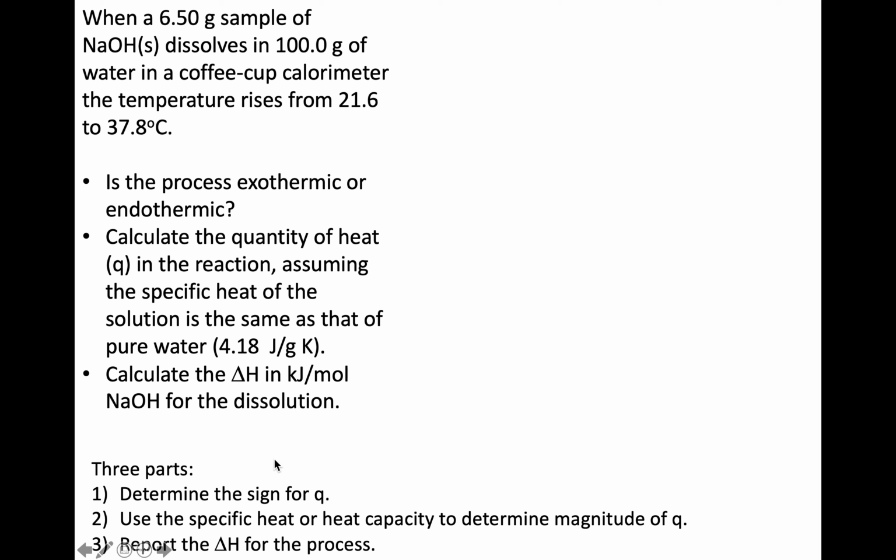So I think we have three parts. We want to determine the sign for Q. We want to use specific heat or heat capacity values to determine the magnitude of Q. And then we want to report an enthalpy change for the process. Let's step through those. So first of all, is the process exothermic or endothermic? I need to know that because that's going to tell me the sign for Q.